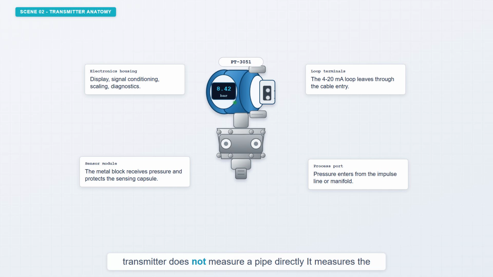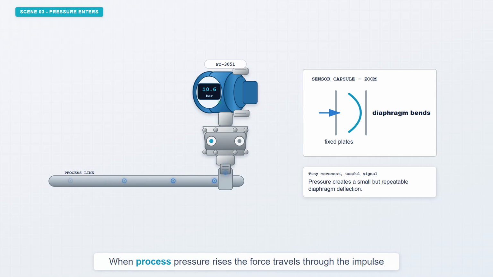The transmitter does not measure a pipe directly. It measures the force that reaches its sensing element. When process pressure rises, the force travels through the impulse line or manifold into the transmitter port. Inside the sensor module, that force acts on a thin diaphragm. The diaphragm movement is very small, but it is repeatable. Higher pressure creates more deflection. Lower pressure creates less deflection.